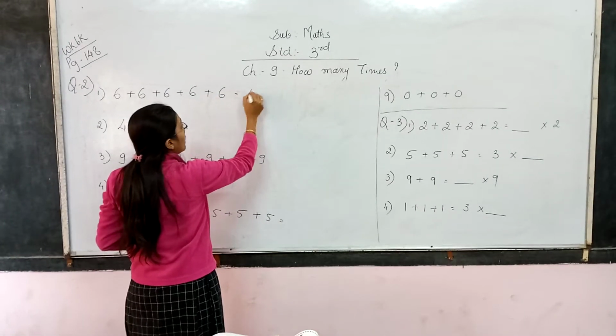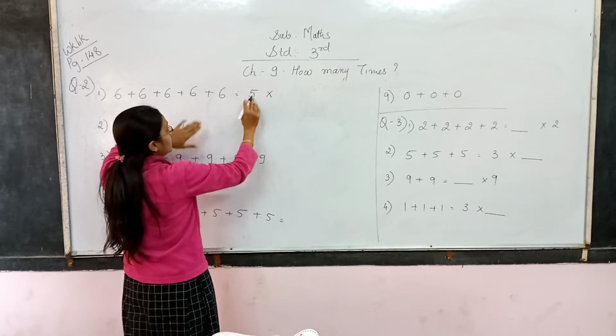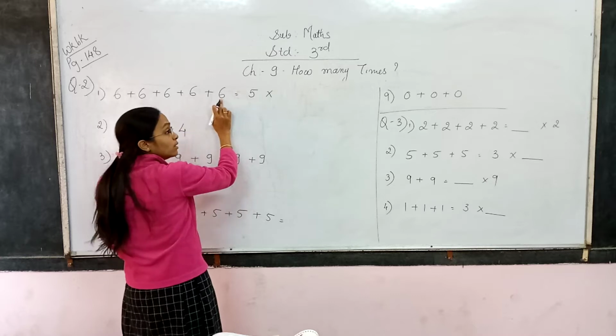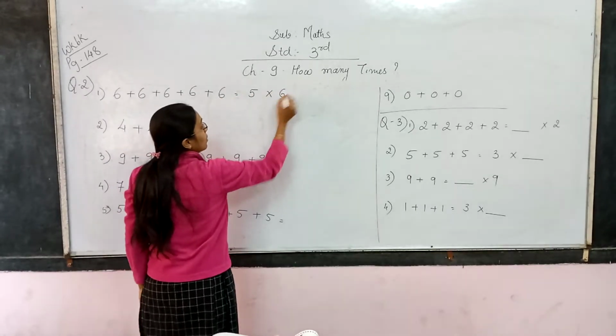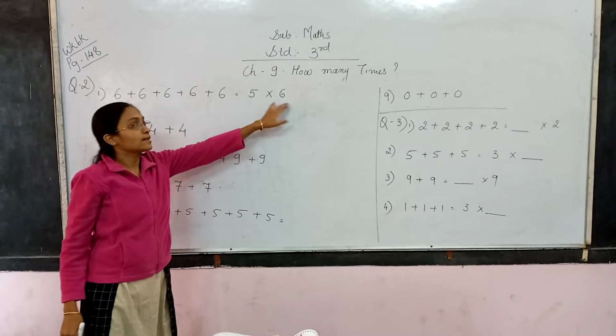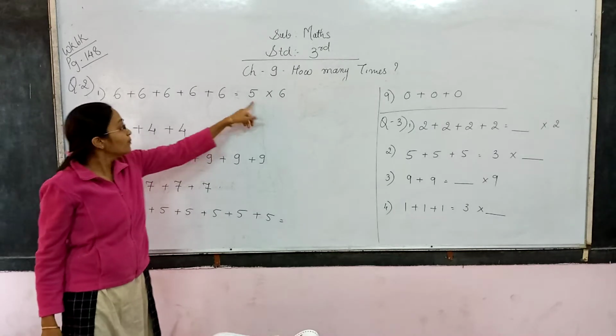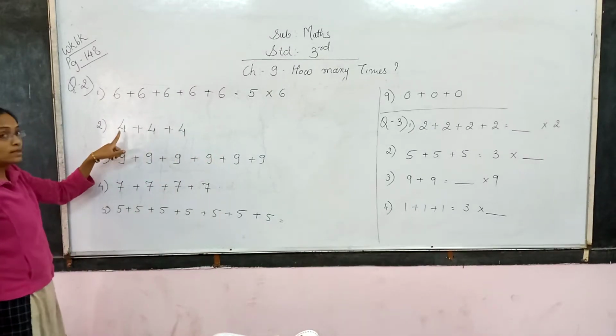So we write here 5 multiplied by. How many times is this number repeated? 5 times. And which number? This is 6. Okay. This way you have to write. 5 multiplied by 6. This 6 number is repeated 5 times. Okay. Next the number is 4.